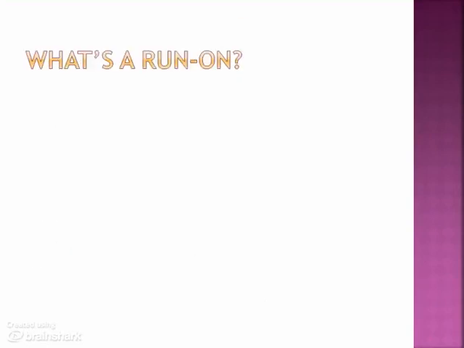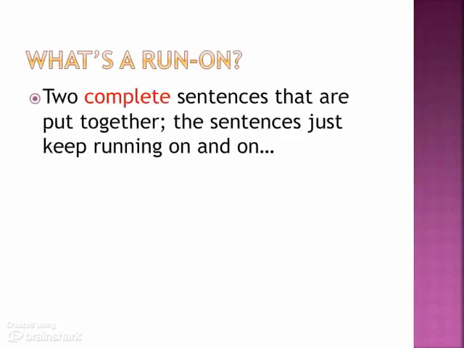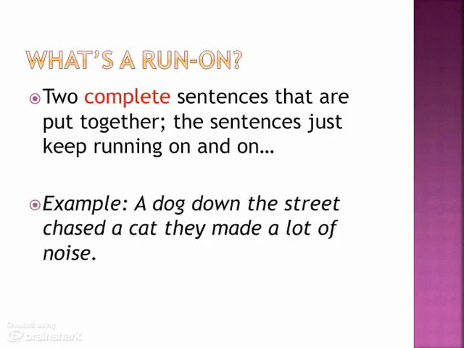So we know what an incomplete sentence is, but what happens if you have a sentence that's combined with lots of other sentences? That's when you have a run-on. So what exactly is a run-on? A run-on is when you have two complete sentences that are put together, and the sentences just keep running on and on and on. So if you've ever had a paper where you have a sentence that's really, really long and it just keeps going and going and going like the Energizer Bunny, you have just made a run-on.